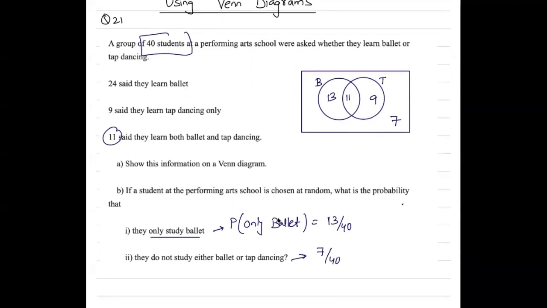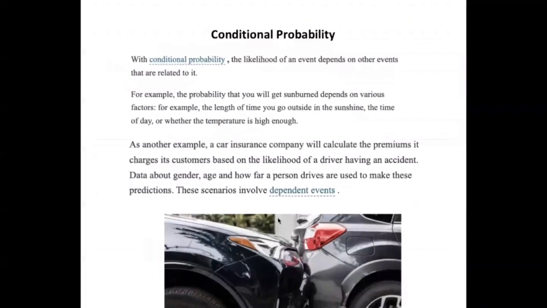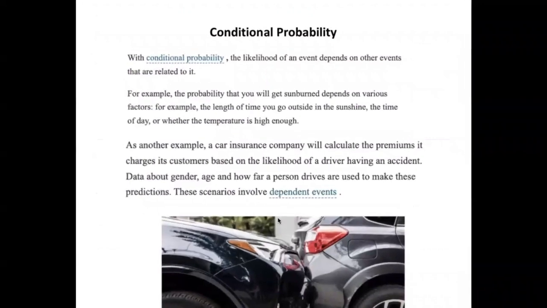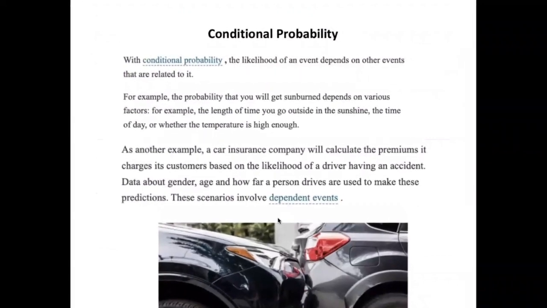Okay. Now, the next topic that we are going to discuss is conditional probability. This is mostly tested in the extended exams. With conditional probability, the likelihood of an event depends on other events that are related to it. So we are going to be talking about dependent events. In the previous section, we have seen independent events. Now we are going to be discussing dependent events.